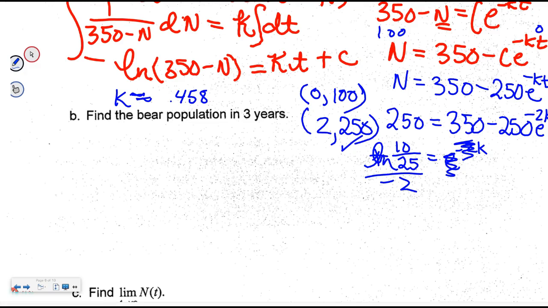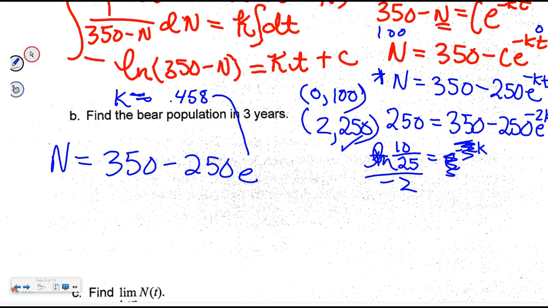Now it says find the bear population in 3 years. Well, I have my model. My bear population right here is equal to 350 minus 250 e to the negative k times t. For 3 years, I'd put in a 3. So somebody run that through your calculator and tell me how many bears we have.